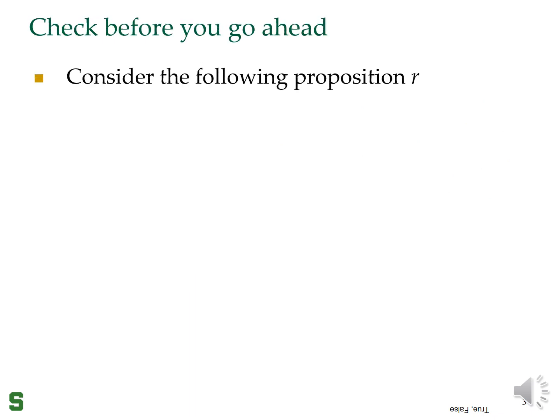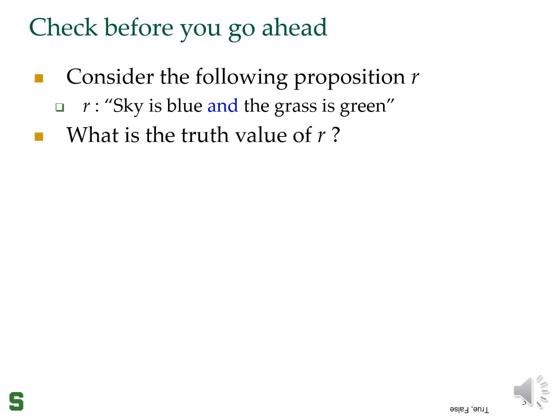Let's look at an example. So let's say here we have a proposition R. R says sky is blue and grass is green. So what is the truth value of R?